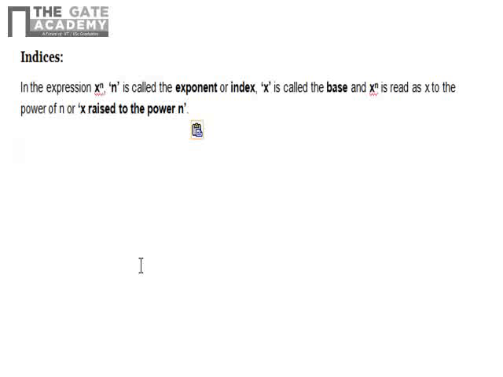Now we'll see some concepts related to indices. This is a very easy concept. You know that if there is x raised to n, you call n the exponent or index, and x is called the base, and you say x raised to the power n. Now we'll see some very important laws of indices. Please note down all the laws.